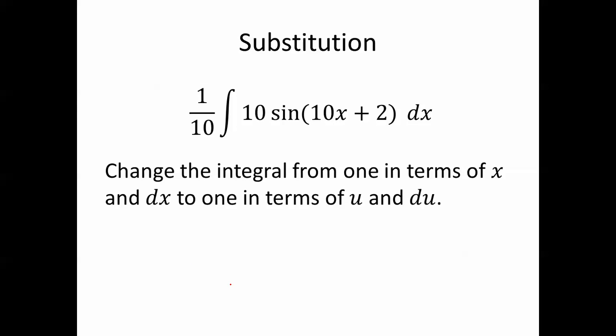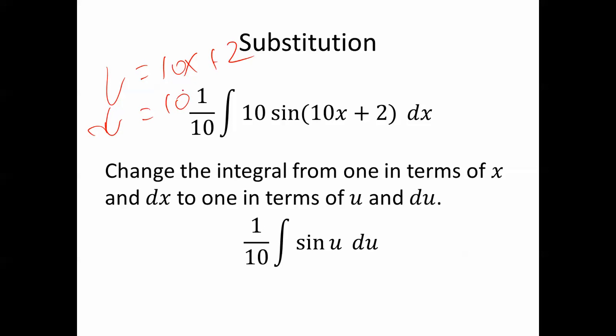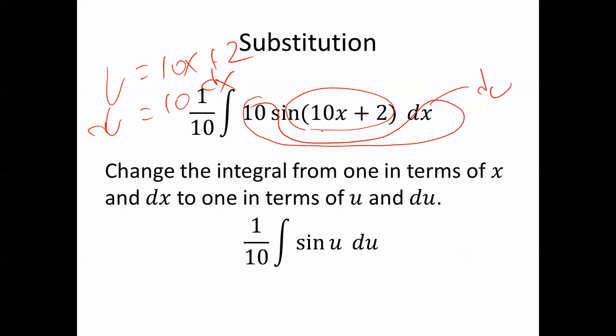So we change the integral from one in terms of x and dx to one in terms of u and du. And again, we saw earlier that u is 10x plus 2 and du is 10 dx. So this stuff is just du, and sine 10x plus 2 is just going to be sine u. So we have 1/10 times the integral of sine u du. Again, what I've circled here is du, and this thing is sine u.